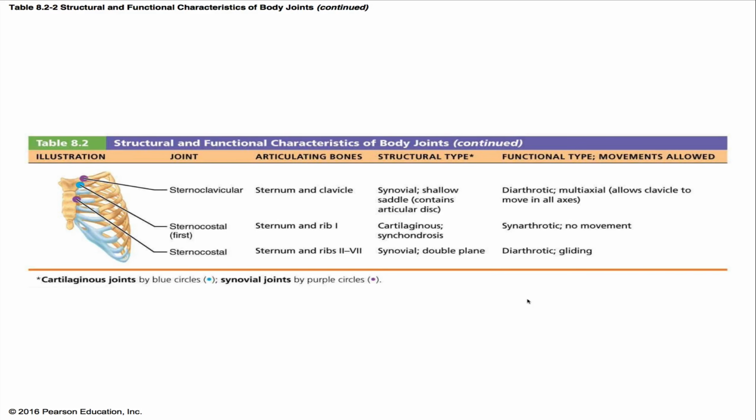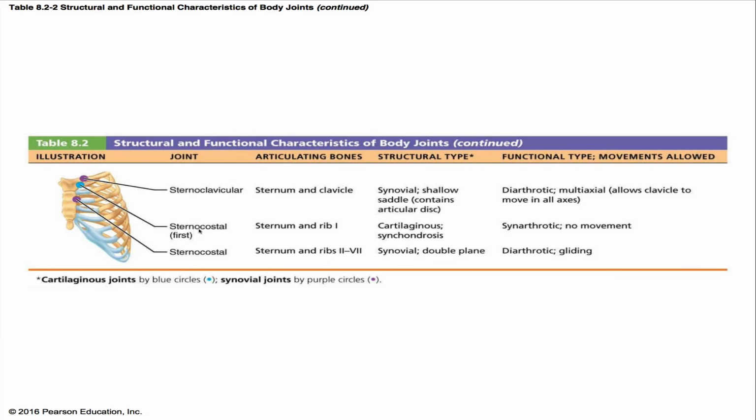Let's look now at the front part. So over here we have your anterior thorax. You have your sternoclavicular joint. So again, as the name implies, you have your sternum and clavicle that are articulating. And this is a synovial joint. It's a shallow saddle joint. This also contains an articulating disc. It's diarthrotic. It's multi-axial. It allows the clavicle to move in all the axes.